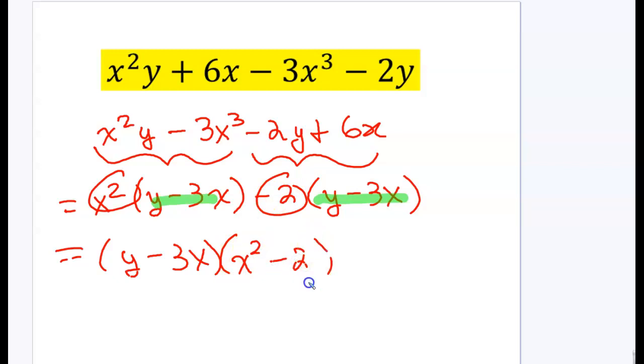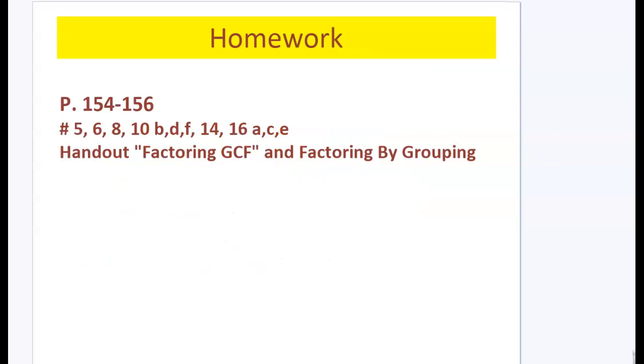So again, sometimes when we do grouping, you have to rearrange the terms in order for your grouping to work out. Okay, that concludes section 3.3.